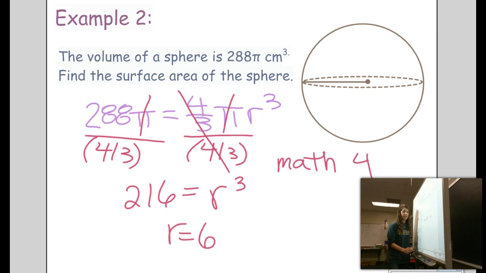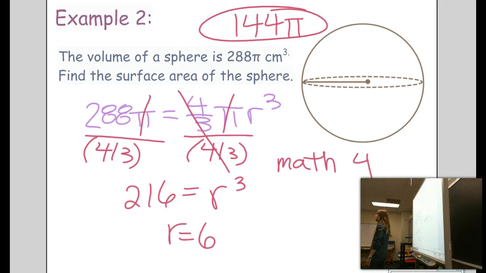What did it even ask for? Surface area. The surface area is 4 pi r squared. What's 6 squared? 36 times 4 is 144. Final answer, 144 pi. Is that better since it's not a decimal or a fraction? Units are centimeters. It's a surface area, so it's squared.